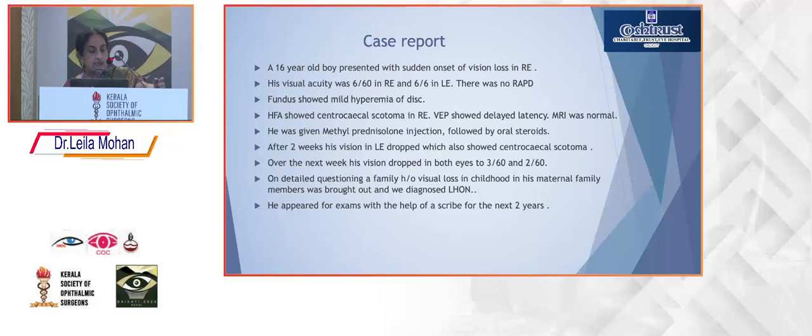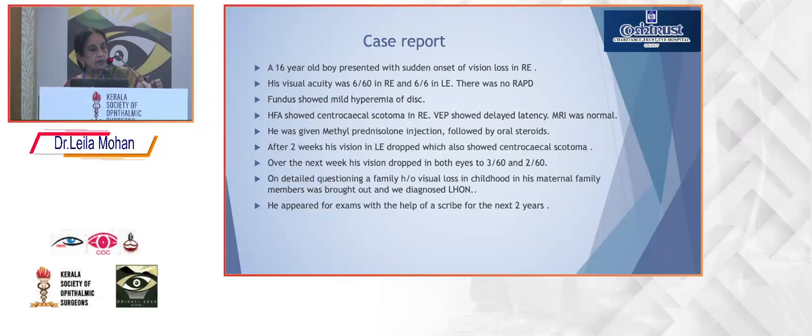So we have a 16-year-old boy who presented with sudden loss of vision. In the right eye, his vision was 6/60. Fundus showed mild hyperemia and showed the typical field changes of optic neuritis. VEP showed prolonged latency. MRI was normal.